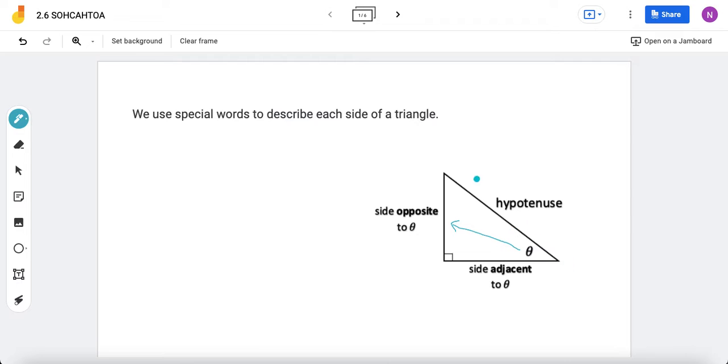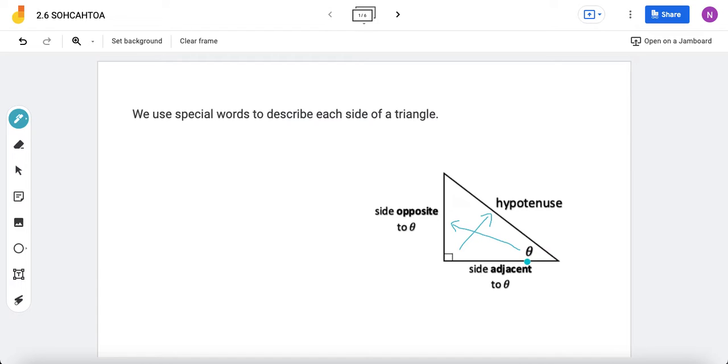The longest side in the triangle, that's the hypotenuse. And the longest side is always across from the right angle. And the adjacent side, that's the side left over. And the reason we call it the adjacent side is because this side is right beside our angle.